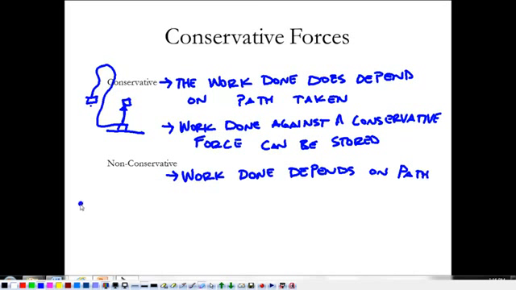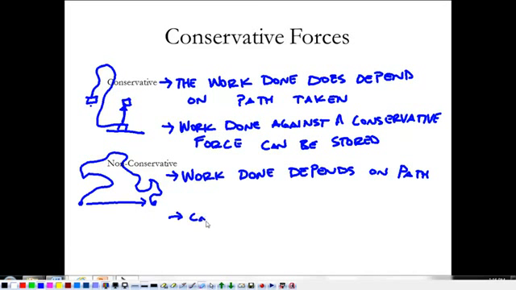Imagine pushing an object from here to here against friction. If I go straight there, friction does work that is the force of friction times the length of this path. If, however, I go all around and I push it over here and I bring it back and I end up here, well, the work done by friction that time is going to be a lot longer because I was pushing it a lot farther. So it depends on the path taken.